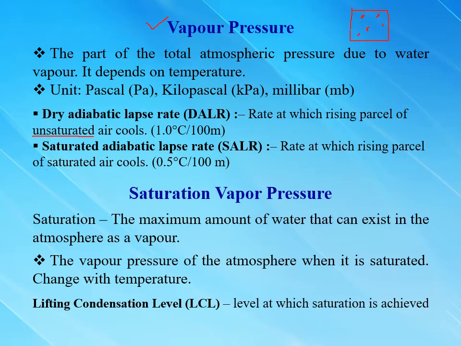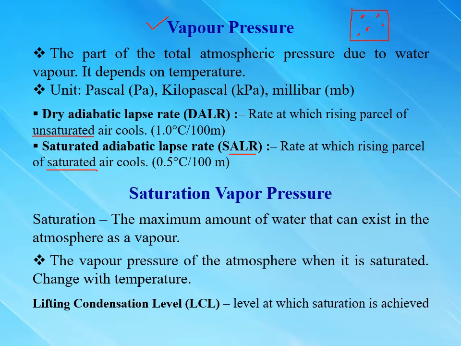And you can see the change in temperature. In case of unsaturated air, that is the dry adiabatic lapse rate, often abbreviated as DALR, the rate is 1 degree centigrade per 100 meters. Whereas when the air is saturated, that is for the saturated adiabatic lapse rate, abbreviated as SALR, the rate is 0.5 degree centigrade per 100 meters.